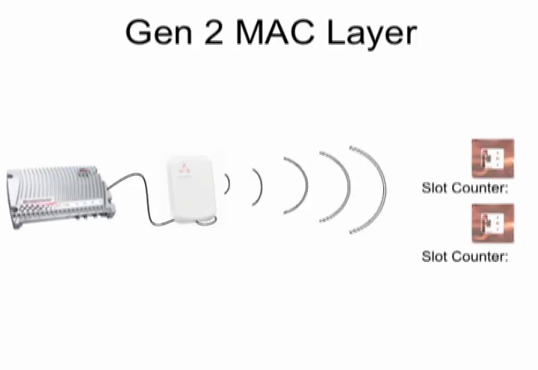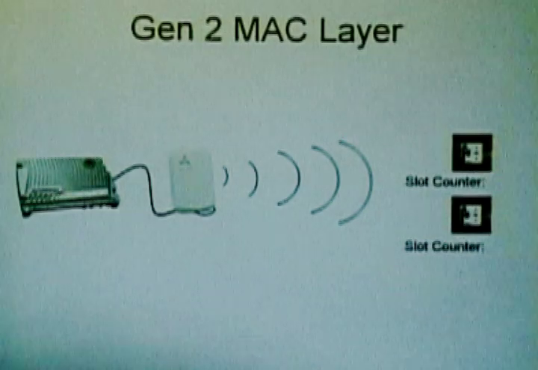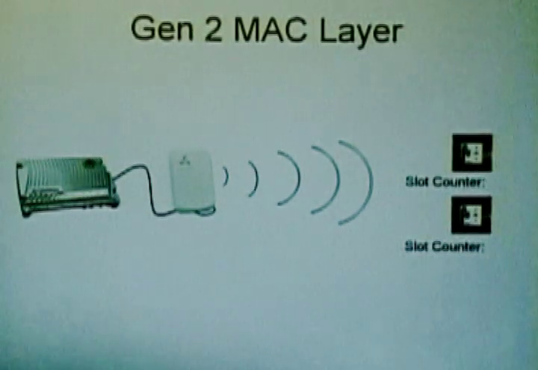The basic way this works: the RFID tags can't hear each other, so they can't take care of their own collision avoidance. All the collision avoidance has to be controlled from the reader. The protocol is based on a very old networking protocol, which is slotted ALOHA.